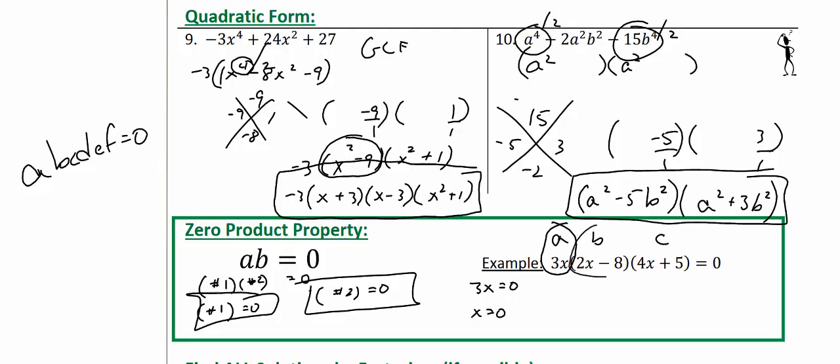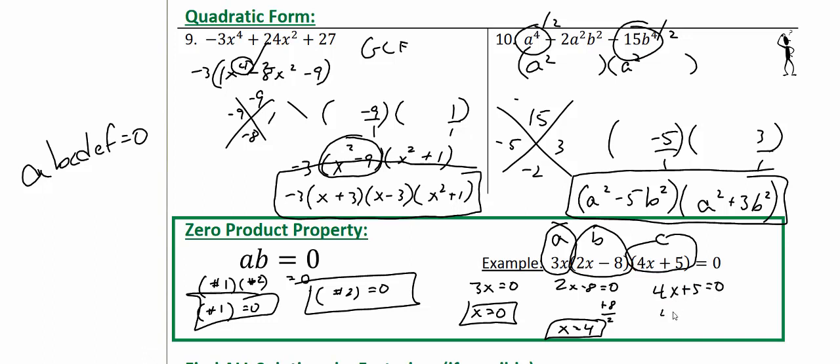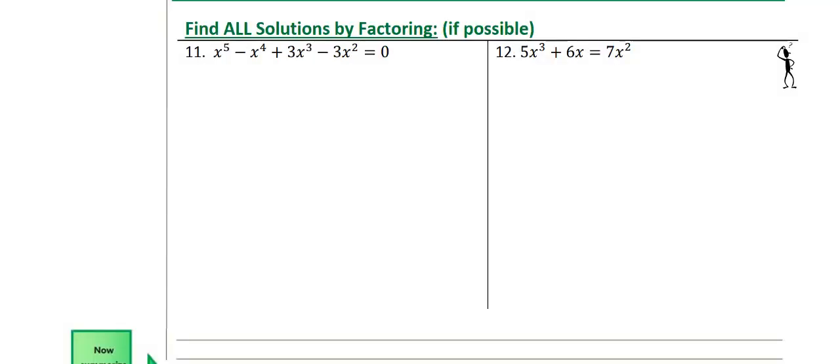I take the B piece, 2x minus 8 equals 0. Add the 8. Then I'm going to divide by that 2, and x equals 4. That's your other answer. Then I'm going to take the C piece, and I get 4x plus 5 equals 0. 4x equals negative 5. x equals negative 5 over 4. And that's my third answer. In this case, you have 3 answers, and that's okay. I want you guys to pause the video now.